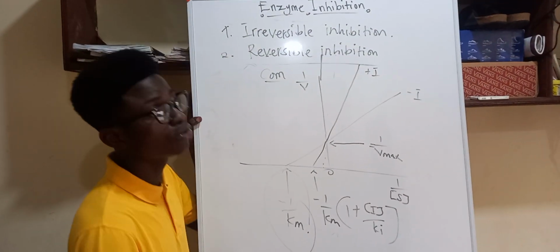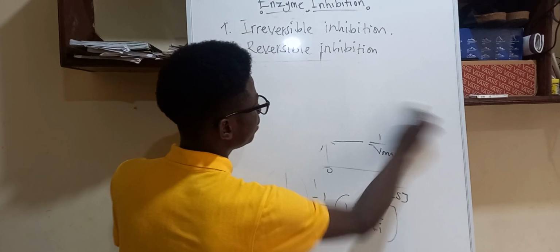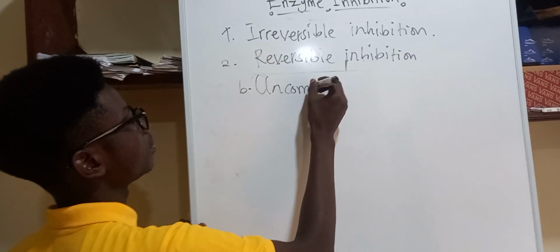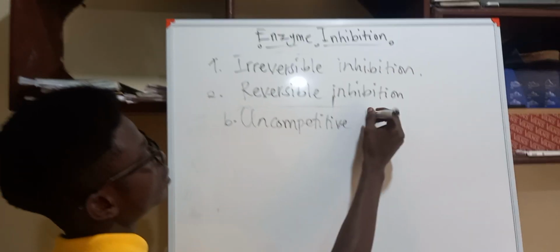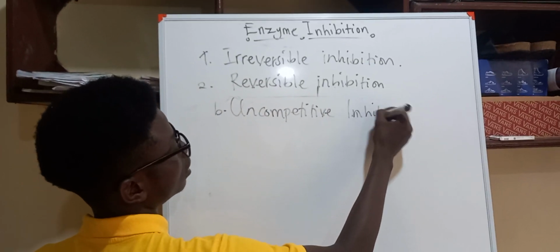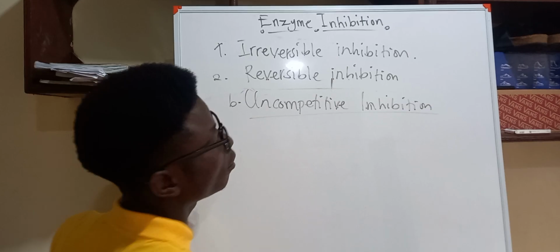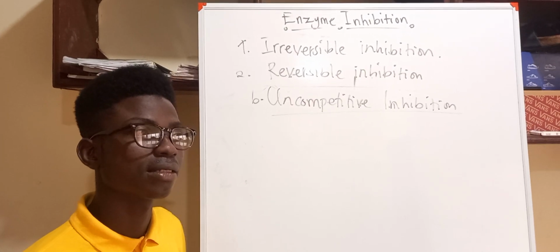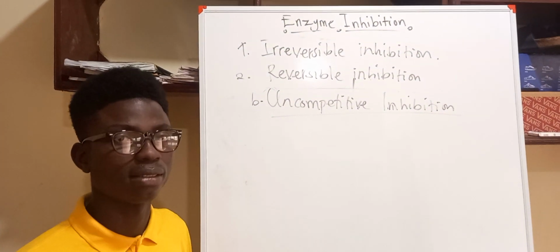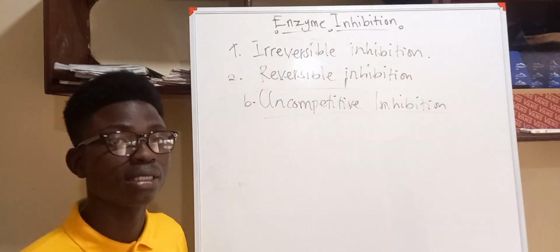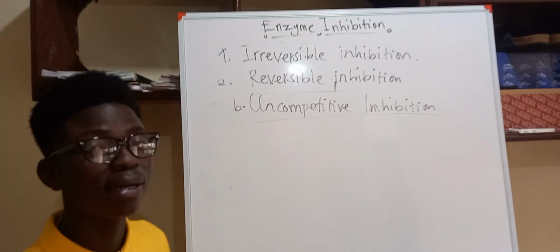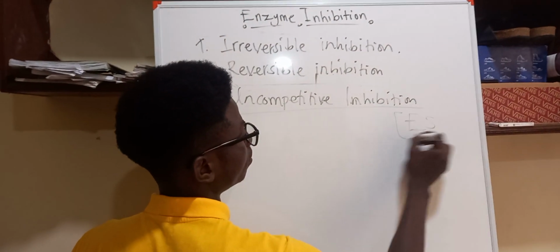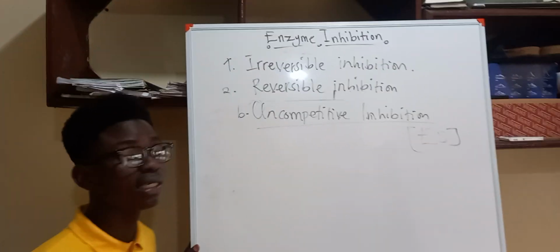Without wasting much time, let's go to uncompetitive inhibitor. Alright, so B, uncompetitive inhibition. Now the uncompetitive inhibition involves inhibitors that bind only to the complex. So one of the main things I want you to pay attention to here is that they only bind when there is an enzyme substrate complex. So when there is this enzyme substrate complex, that is where the uncompetitive inhibitors can bind.